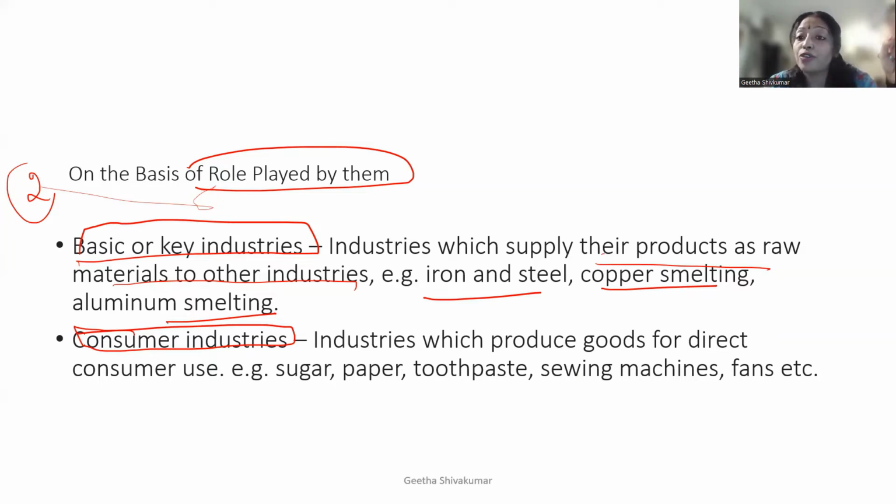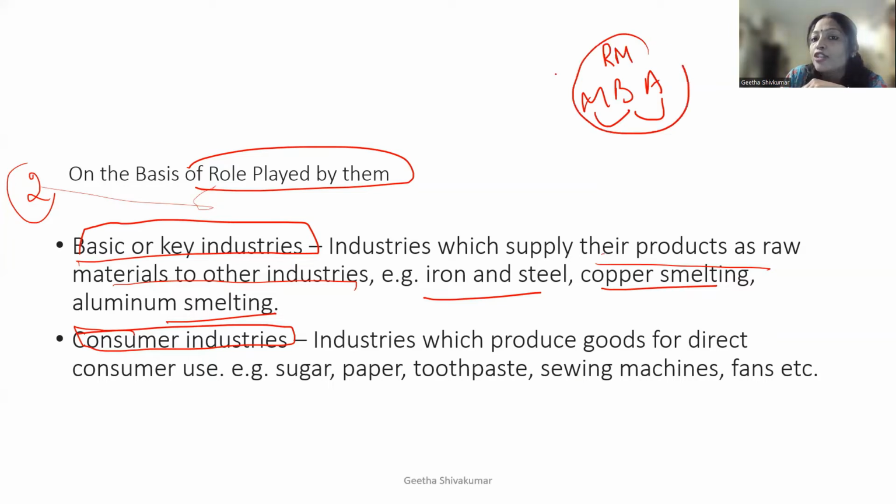Whichever products we use that come directly to the consumer, those industries are called consumer industries. So I have given you the short form for raw material, that is MBA: agriculture-based industry and mineral-based industries based on raw materials. So this is our first classification. The second classification is on the basis of role played by them. So we have basic industry and consumer industry, BC, the second and third alphabet of your English. B means basic industry, C means consumer industries.